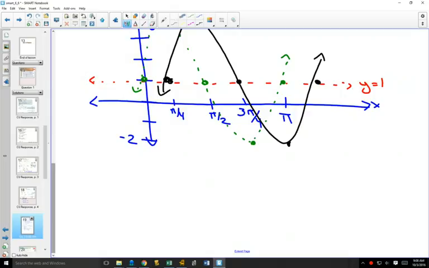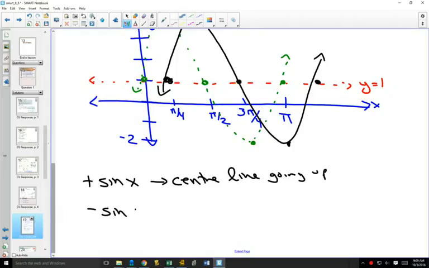Just one other note. If you have a positive sine graph, right, it always starts on the center line going up. What happens if you have a negative sine graph? Well, that would be a flip over the x-axis. So it's going to start where? It's going to still start at the center line, going down. So if you had a -3 out in front, your amplitude would still be 3. But instead of starting at our center line going up, we'd start at our center line going down.